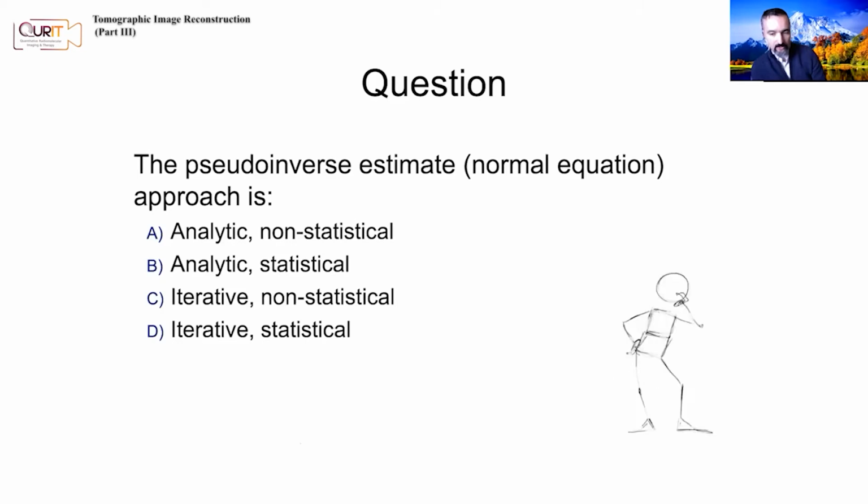All right, so answers are coming in, and most of you are inclining towards the last one, which is half correct. It is statistical, but it's actually not iterative. What I showed you is statistical. It's based on a model of noise, a Gaussian model. Least squares is based on a Gaussian model of noise, but it is not an iterative algorithm. It's actually an analytic formula that you just saw.